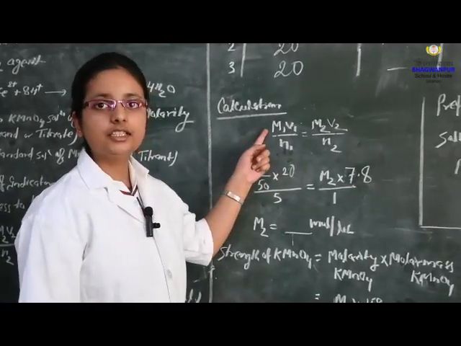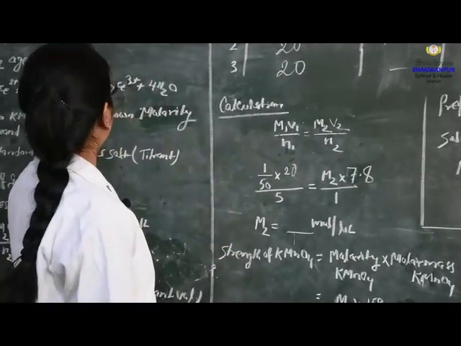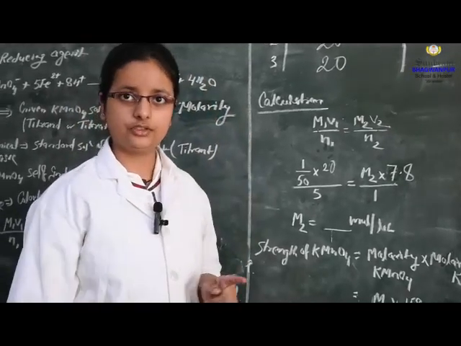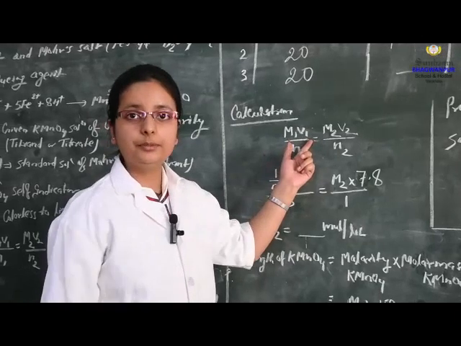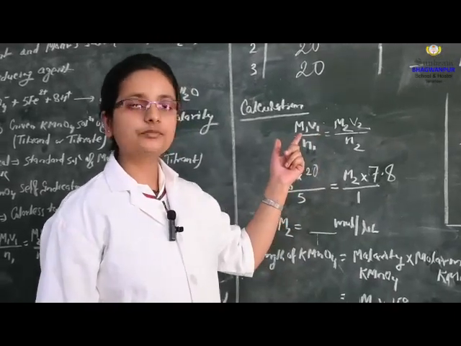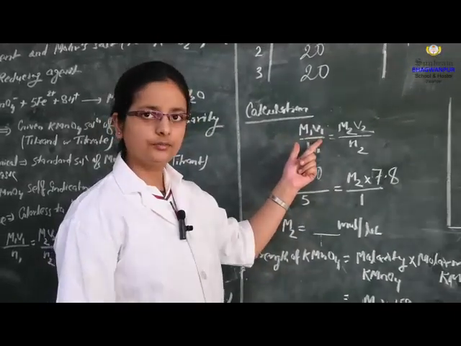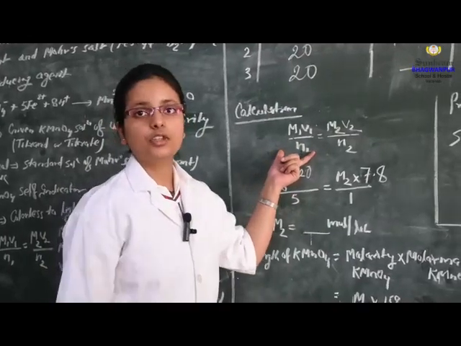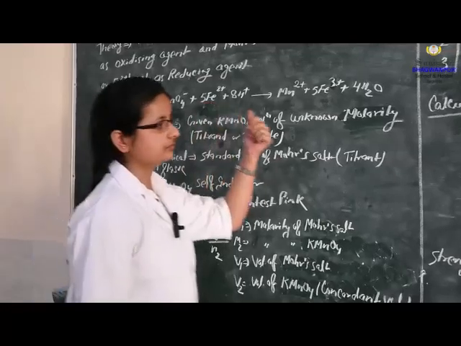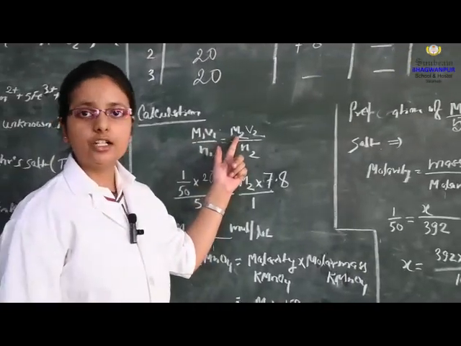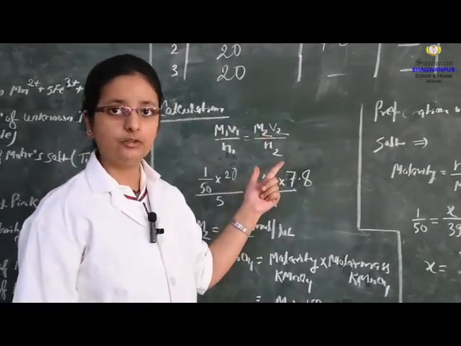Here M1 is the given molarity of the Mohr salt solution, which is given in the question, and V1 is the volume of the pipette which we have used, and that is 20 ml. And N1 is the number of moles of the ferrous solution, that is here 5 moles. So M2 is the molarity of KMnO4, which we have to find out.